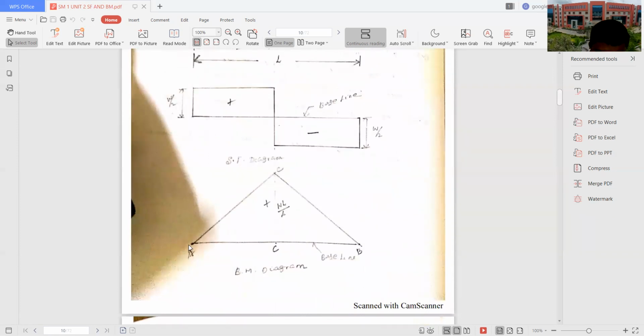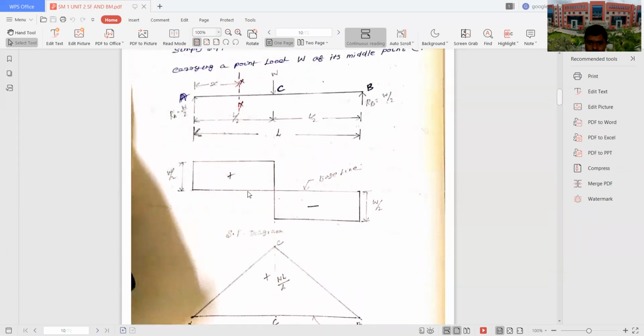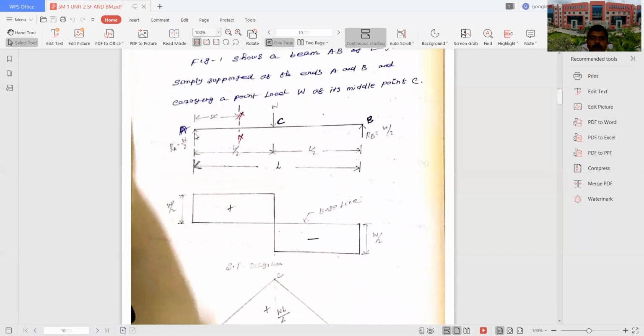So at point A, bending moment 0, then at point C, WL by 4, again at point B, x equal to L, so the bending moment value will be 0. So the equation is in terms of x, therefore it is a straight line, linear. So WL by 4, 0. So that is the bending moment diagram.